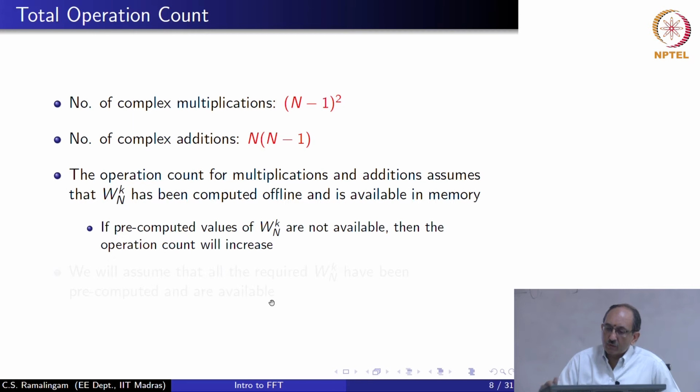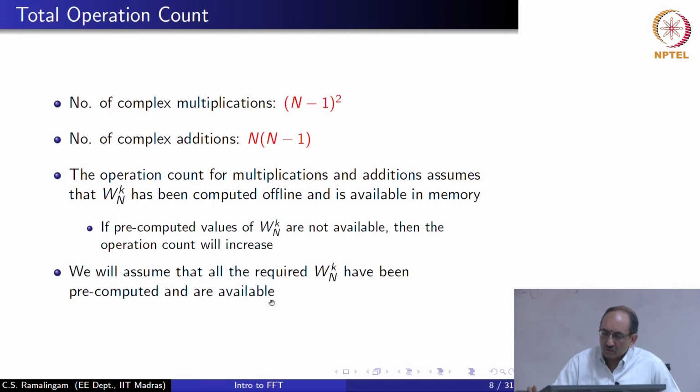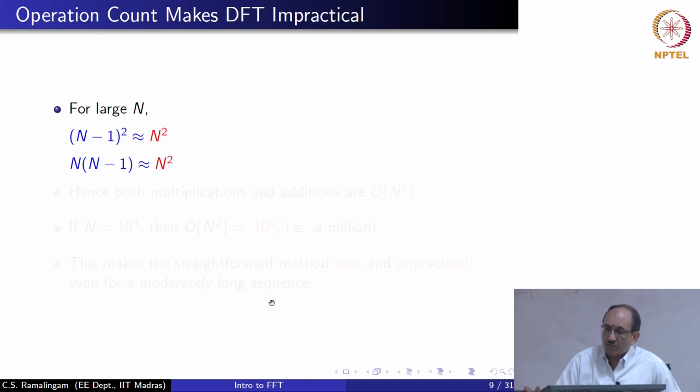So, what this assumes is that these W_N to the power k have been pre-computed and are already available for you to use for multiplication. If they are not pre-computed, then more overhead is involved. What is normally assumed, and what happens in practice, is that these have already been pre-computed and are indeed available. And for large N, N minus 1 whole squared is roughly N squared, and N times N minus 1 can be approximated as N squared, and hence both multiplications and additions are of the order of N squared.